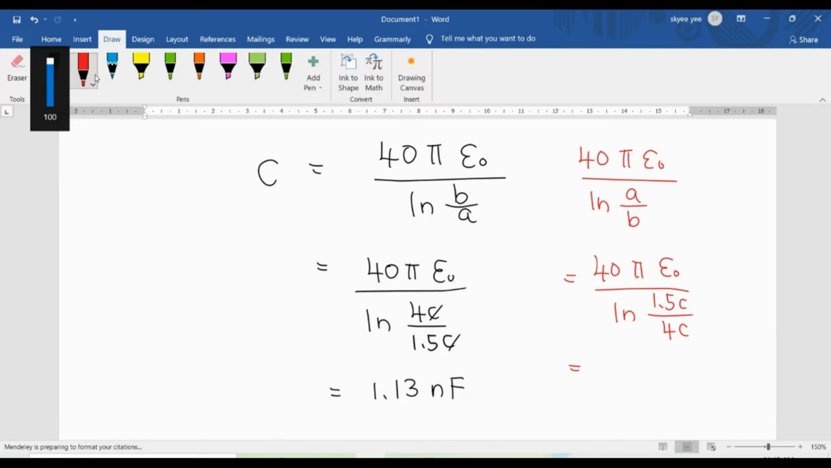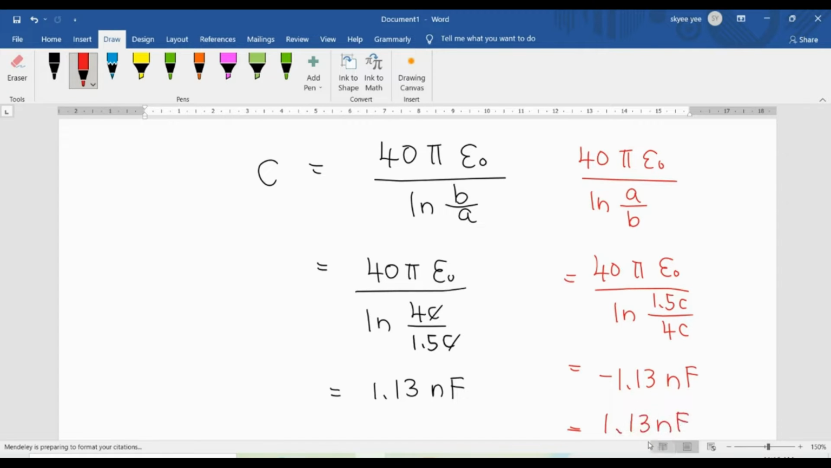You will get negative 1.13, right? Are you getting negative 1.13? Yes. So when we are telling people what is the capacitance of these capacitors, we will never mention the negative, right? Capacitance is always a positive value. Even though you calculate this one as negative, you can put it as 1.13 nanofarad.